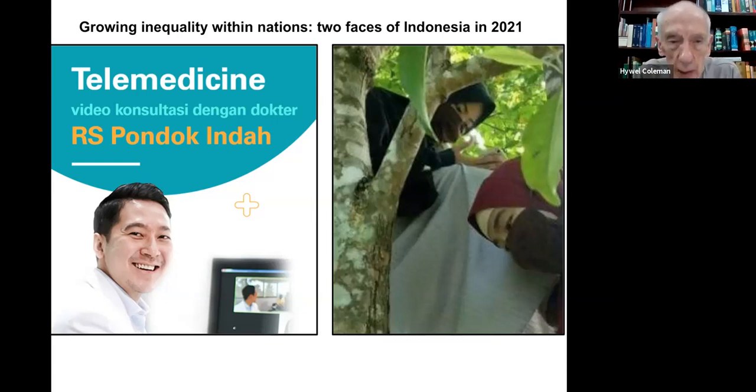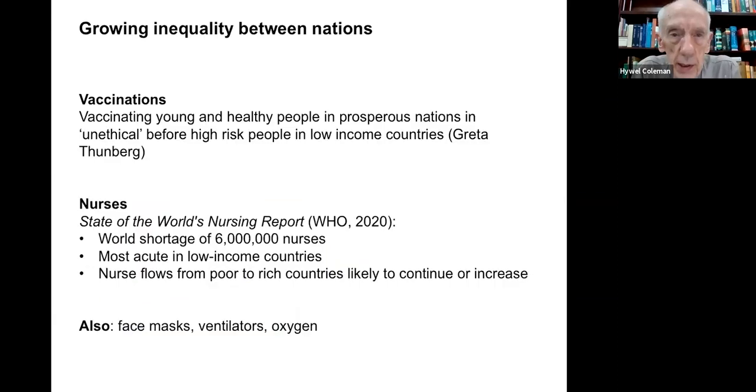So we have here two aspects of post-COVID life in Indonesia. And these two parts of the population are moving away from each other. One continues to be privileged. The other is having their education seriously disrupted and losing out in comparison with other parts of the population. Okay, next slide, please.